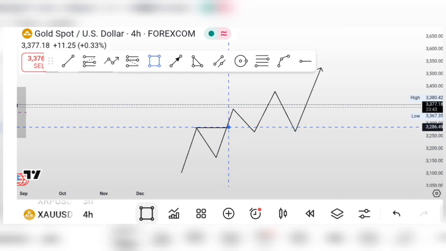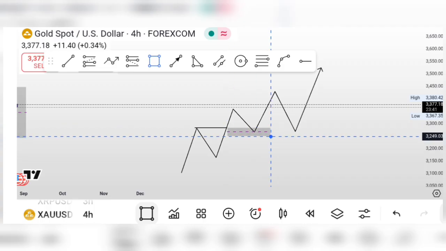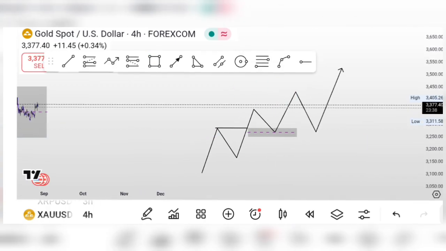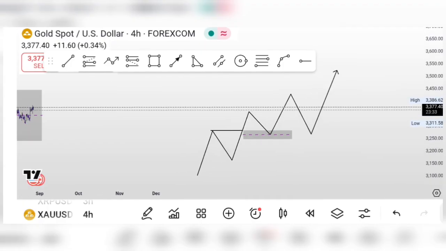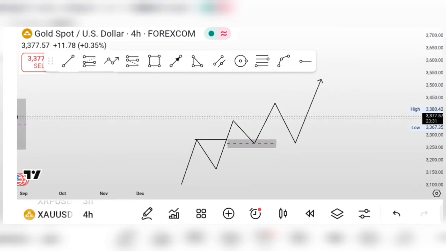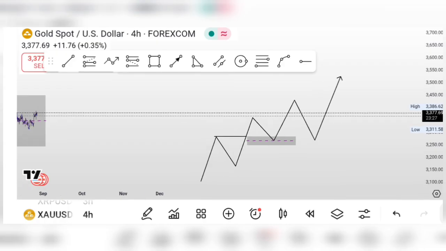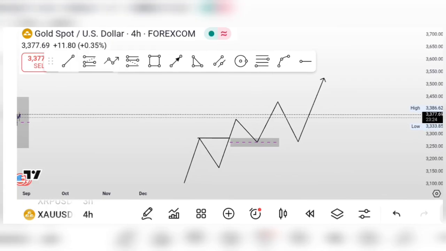Let me mark it up. This point here retests. Every break of structure, there is a retest. Every break of structure, there is a retest. Hope you get me. So that is market structure. It is the same thing for the downtrend, just likely the same.